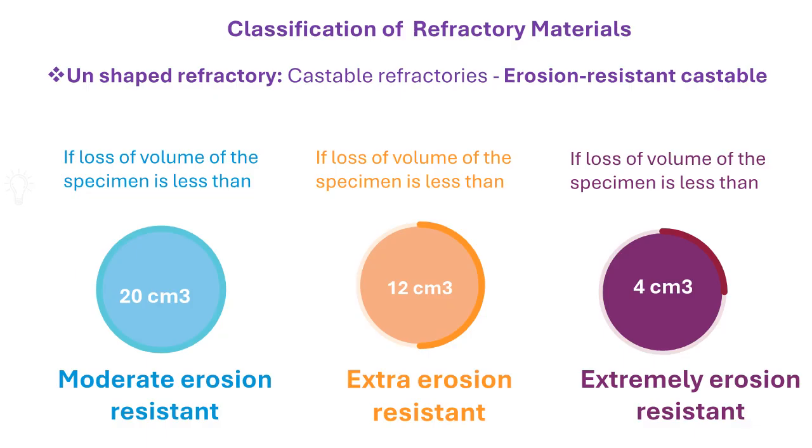Second, extra erosion resistance. Here, the material loss is reduced even further, to less than 12 cubic centimeters. These materials offer significantly improved resistance and are commonly selected for demanding industrial applications. Third, extreme erosion resistance. This is the highest level of protection. Materials in this category show a volume loss of less than 4 cubic centimeters during testing. They are reserved for the most severe erosive environments, where particle impact is intense and continuous.